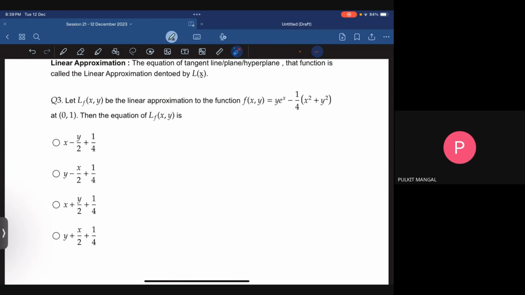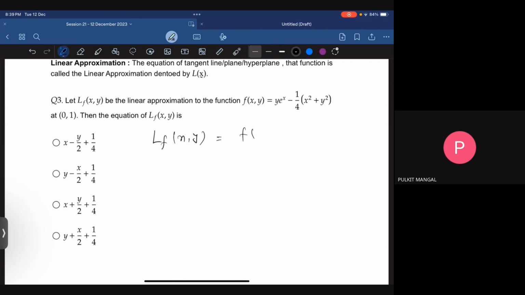So just take an example. f(x, y) = y e^x - 1/4 (x^2 + y^2). We need to find the linear approximation of the function at the point (0, 1). So we generally denote my linear approximation as L_f(x, y).